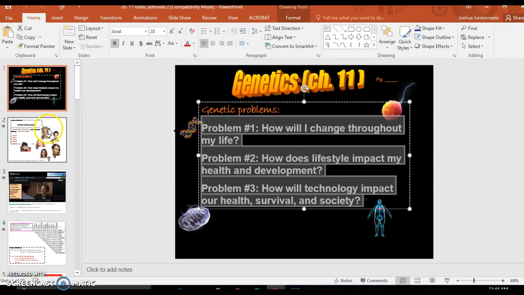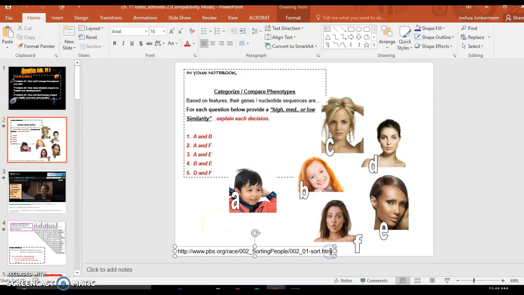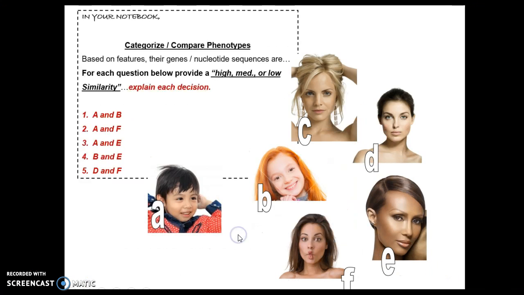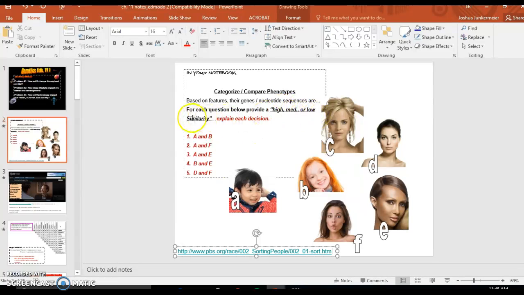All right? Right here, the first slide has a link, and you can click on this link, and it's kind of a fun challenge where you can try to guess the ethnicity of different individuals. And it's difficult, it's hard to do, but feel free to play the activity. Specifically for this task in your notebook, you are to look at each individual, and make a claim of whether or not you think these people have, let's fix this word a little, high, medium, or low.